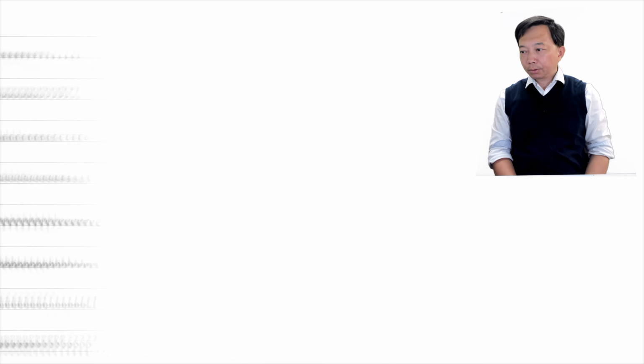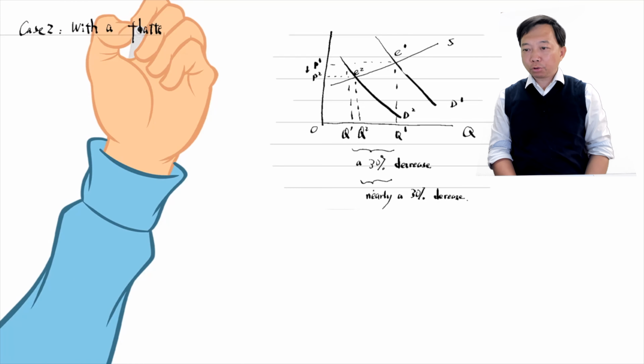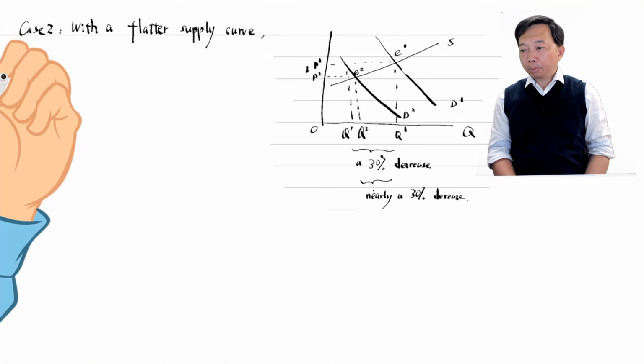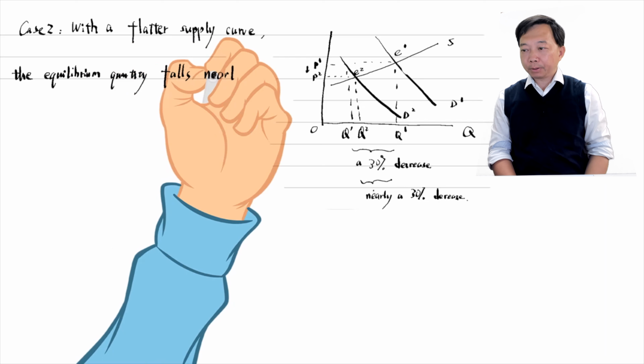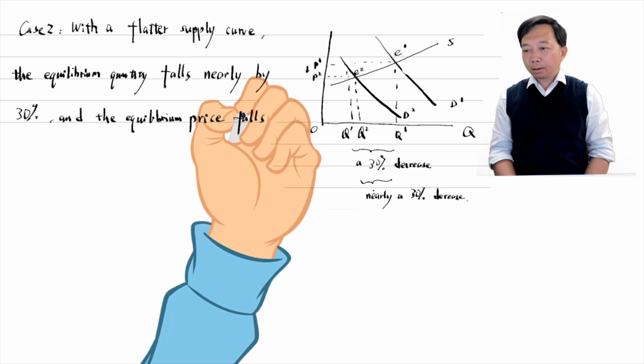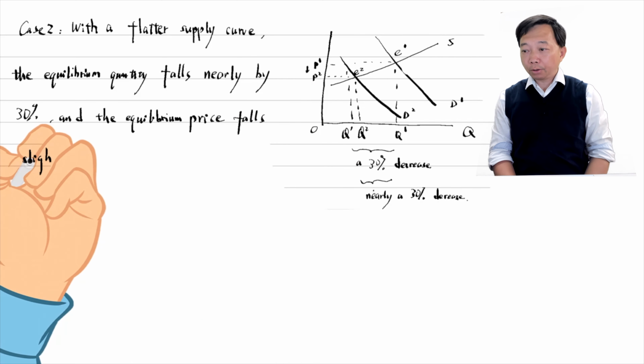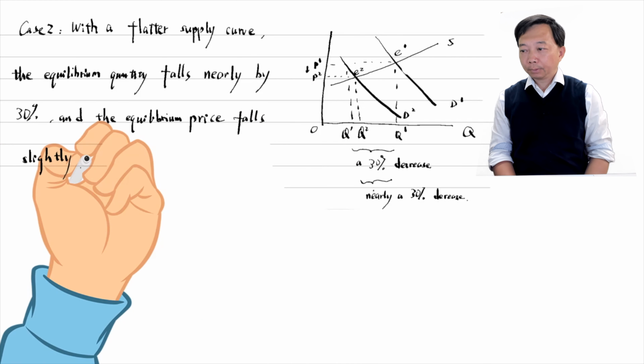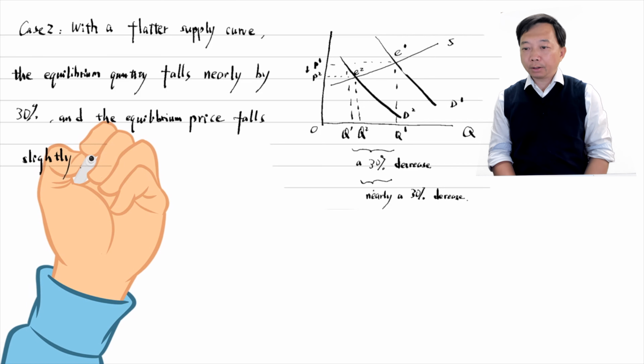In the second case, where the supply curve is much flatter, the equilibrium quantity falls nearly by 30%, and the equilibrium price falls only slightly. In the extreme case of a horizontal supply curve, where the quantity supplied is extremely sensitive to price changes, the shift of the demand curve causes a 30% decrease in equilibrium quantity, but has no effect on the equilibrium price.